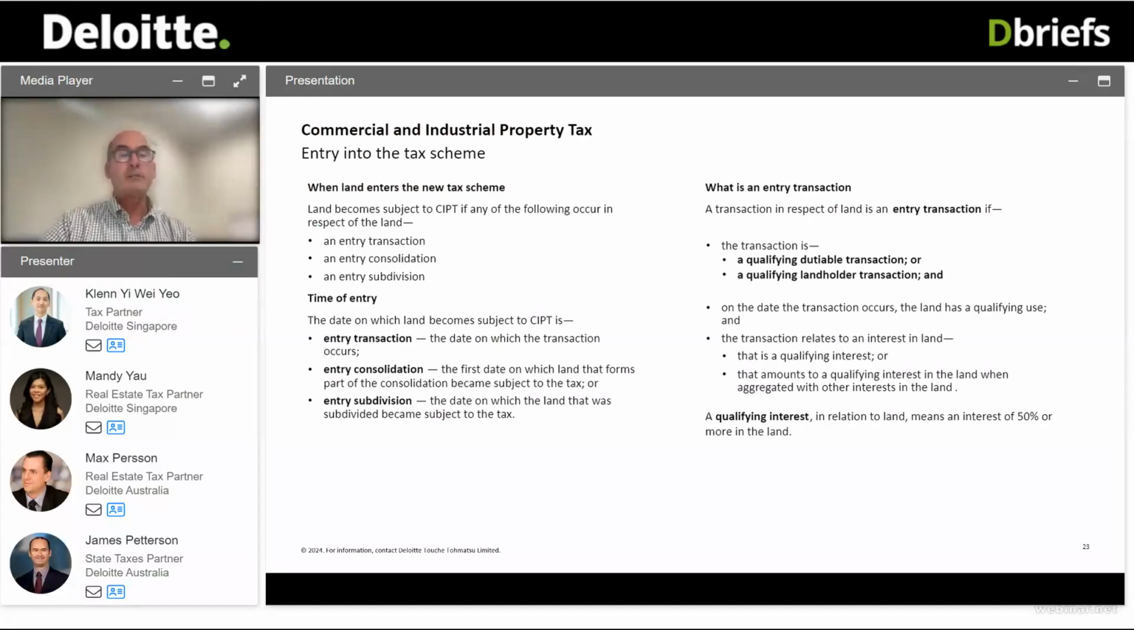Thank you. So the tax is triggered where there is an entry transaction, an entry consolidation, or an entry subdivision. Generally, an entry transaction means when there is a direct or indirect acquisition of 50% or more interest in the parcel of land that gives rise to a qualifying dutiable transaction or a qualifying landholder transaction. And we'll look at these in a little more detail on the next slide, please.